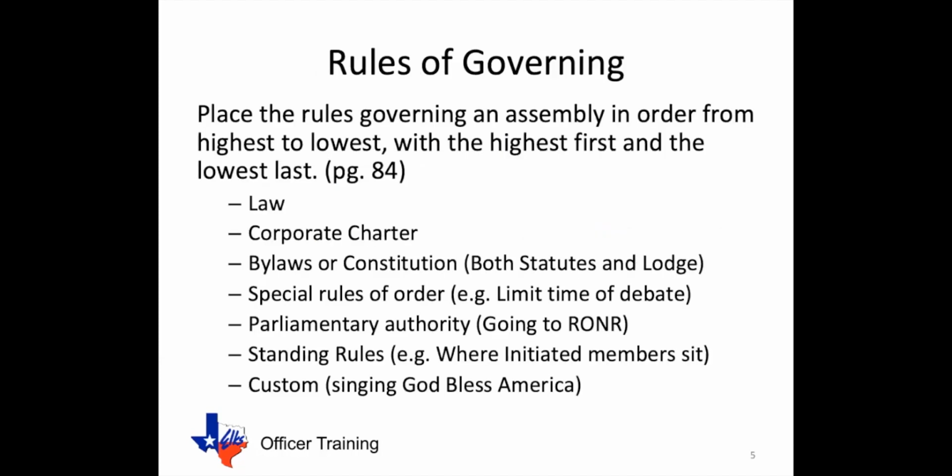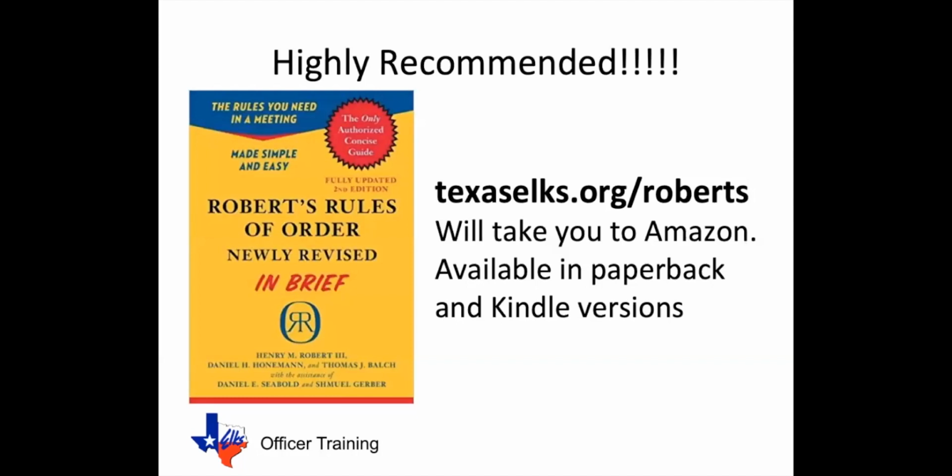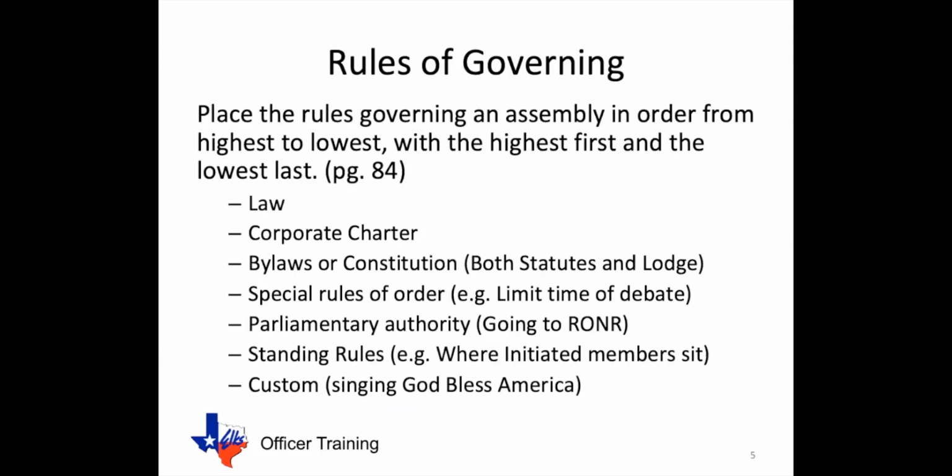Rules of Governing. Now these are placed with the highest first and the lowest last. And let me kind of explain this. By the way, you'll see on here where it has page numbers in parentheses, that is from the book I showed you here. So if you get this book, you can follow along, and I'll also talk about a test that you can take. It's a free test, and it's from the National Association of Parliamentarians. And if you get 85, 90% or higher, then you're pretty much going to be the whiz kid on the block. So let's talk about these.